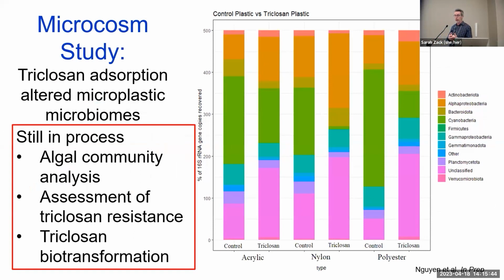So we're still in the process of analyzing these samples. We're also going to be looking at the composition of the algal communities, as well as assessing levels of triclosan resistance and the potential for triclosan biotransformations. So we've shown that there can be an interaction on these surfaces, and then we're going to explore a little bit further what that potentially means for the activity of these communities and their potential for triclosan resistance.